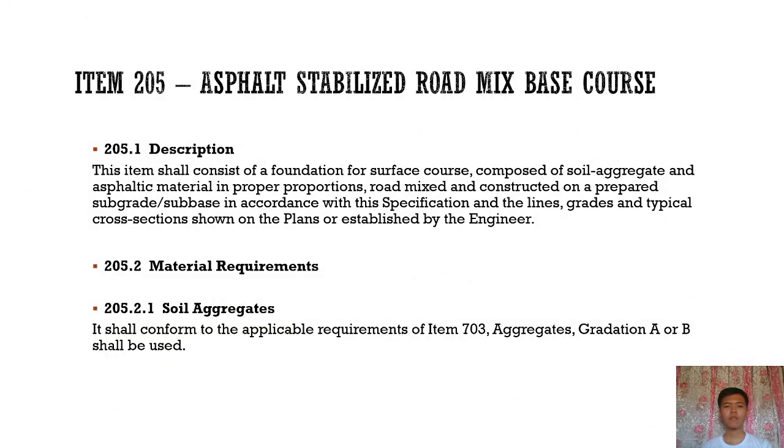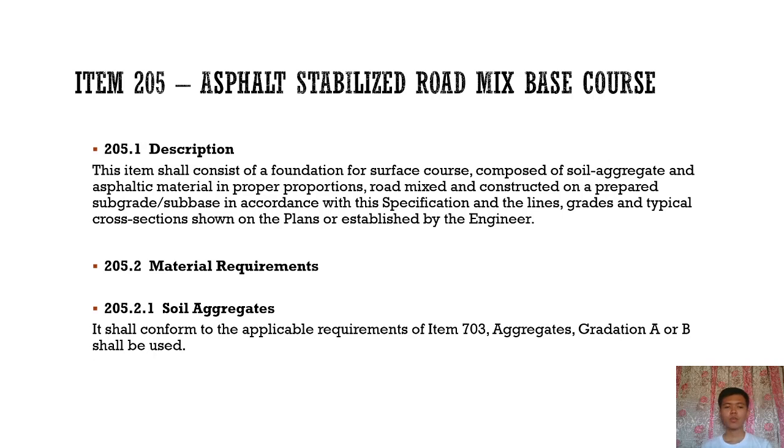So next is item 205, asphalt stabilized road mix base course. Section 205.1 Description. This item shall consist of a foundation for surface course composed of soil aggregate and asphaltic material in proper proportions, road mixed and constructed on a prepared subgrade or subbase in accordance with the specification and the lines, grades, and typical cross-sections as shown on the plans or as established by the engineer. So, in short, this item consists of all the necessary requirements and specifications for the foundation of surface course.